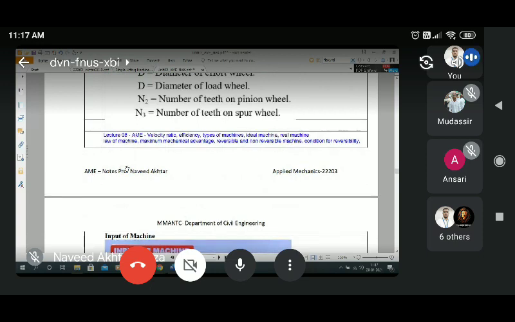Now in today's lecture we will again see in detail the velocity ratio and efficiency, types of machine, real machine, law of machines, maximum mechanical advantage, reversible and non-reversible machine and condition for reversibility, etc. We'll see these in today's lecture.